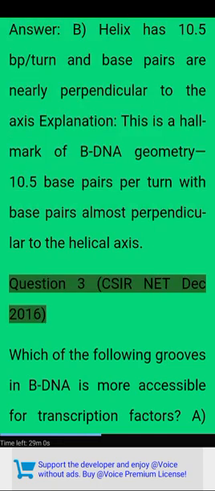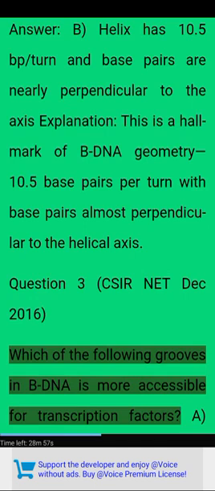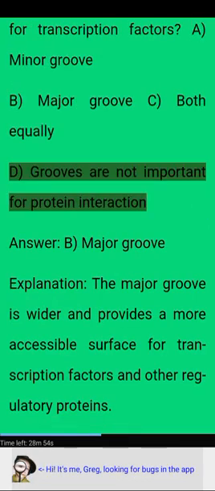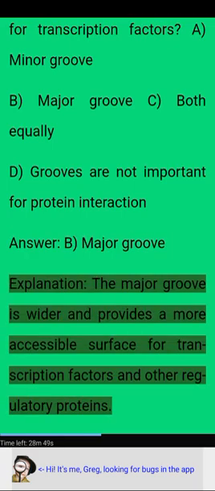Question 3. CSIR-NET December 2016. Which of the following grooves in B-DNA is more accessible for transcription factors? A. Minor groove. B. Major groove. C. Both equally. D. Grooves are not important for protein interaction. Answer. B. Major groove. Explanation. The major groove is wider and provides a more accessible surface for transcription factors and other regulatory proteins.